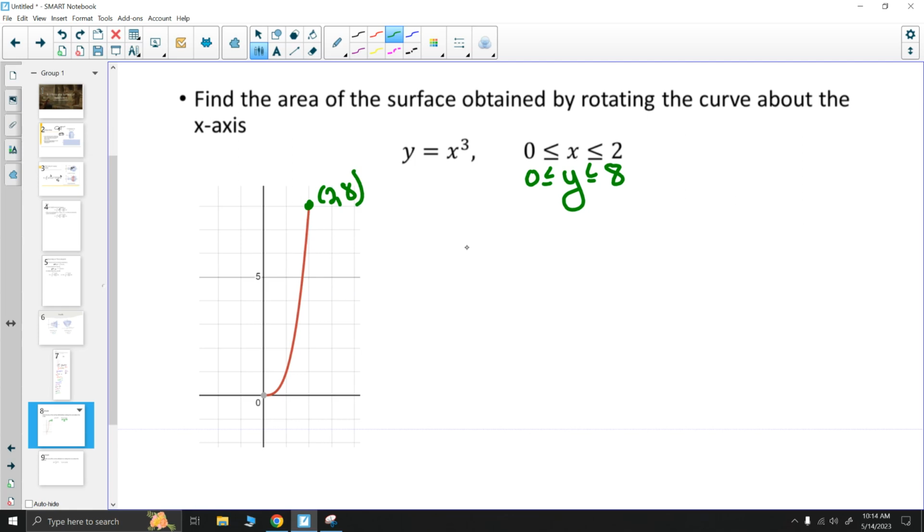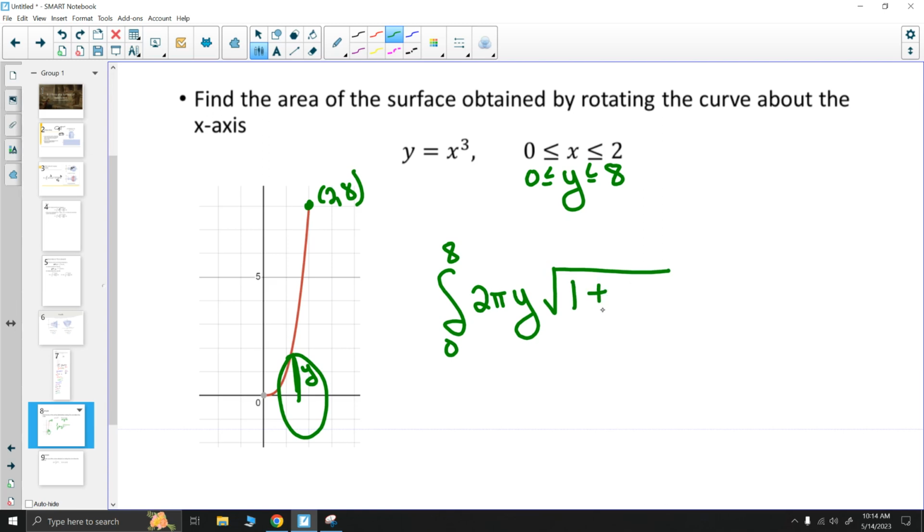So essentially, our radius here in rotation is still y, because we're still rotating around the x-axis. Now, our circumference, this would be the integral from 0 to 8 of 2 pi y, because that's the radius here, 2 pi y, square root 1 plus, now we want to integrate this thing in terms of y now. So we need to have a dx dy. That's what we want. And then we would integrate this along y.